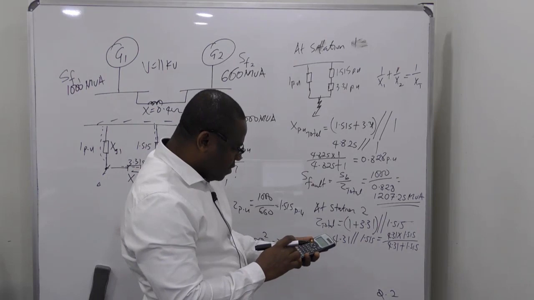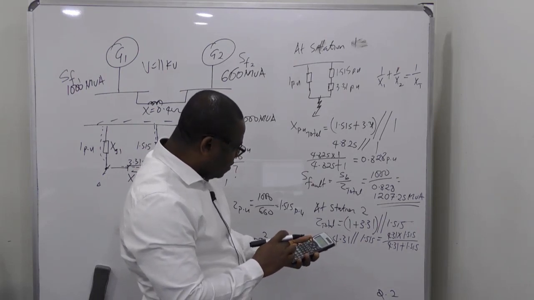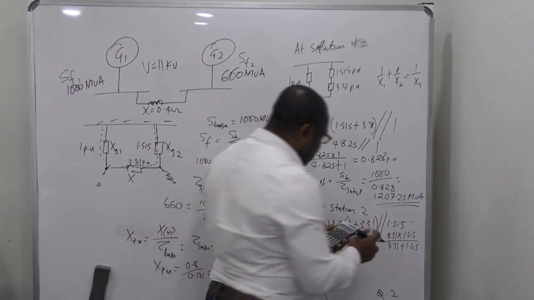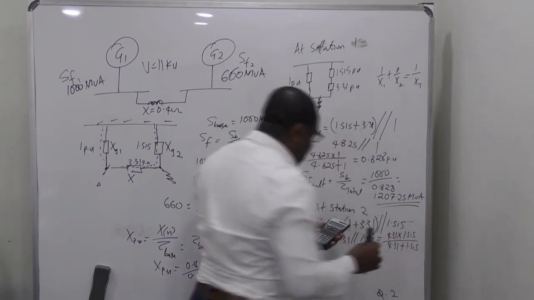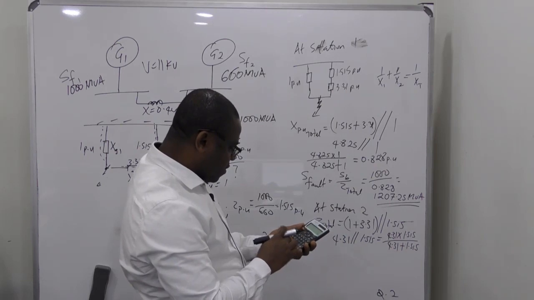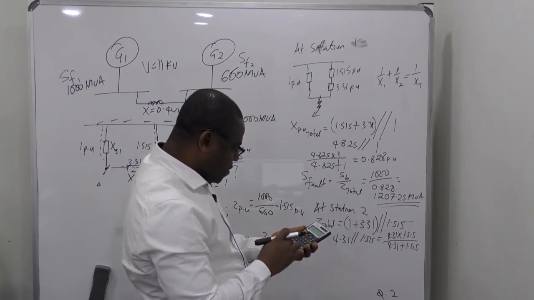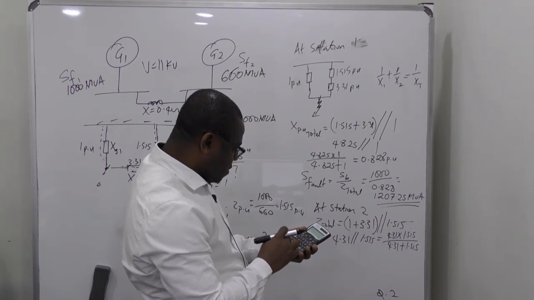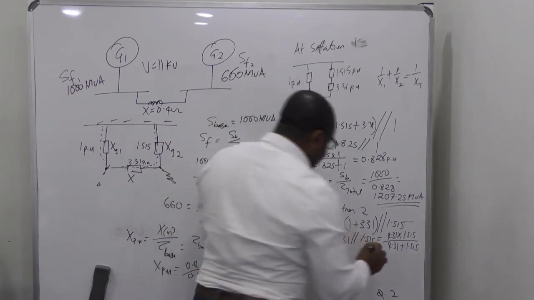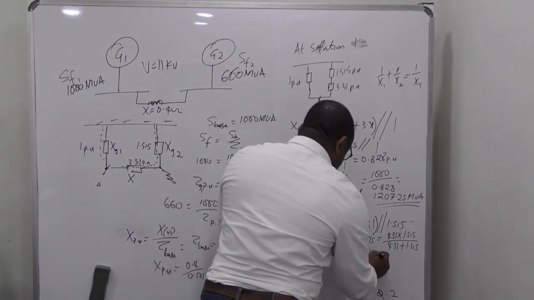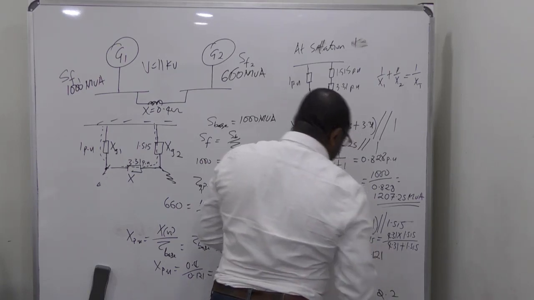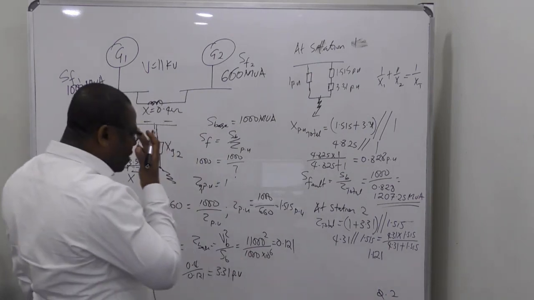4.31 plus 1.515 equals that. Okay, now the whole of this divided by that. Let's say 4.31 times 1.515. So you get 1.121. Let's see what happens there.